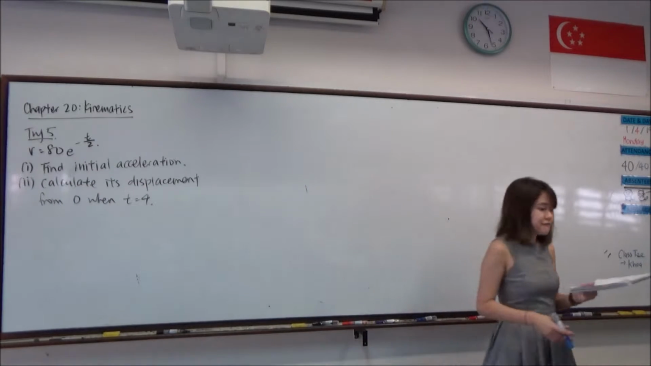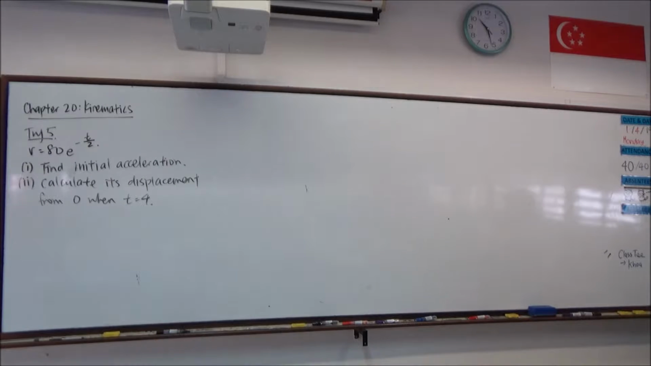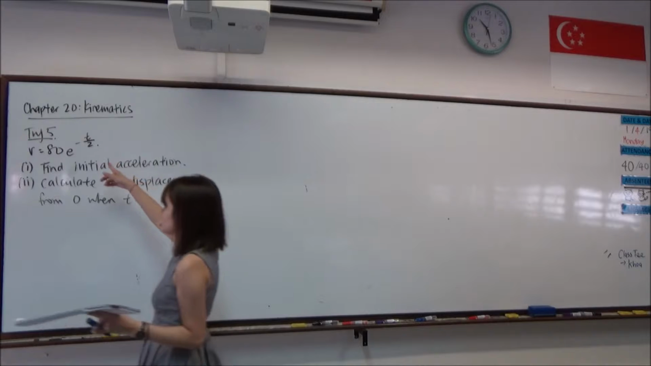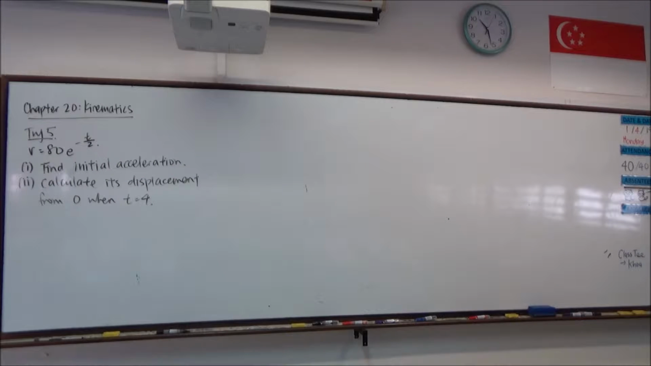Okay, let's look at try 5. Here we have a particle moving in a straight line so that at time t seconds after leaving a fixed point O, the velocity is described with this equation. Okay, part 1, we want to find out what its initial acceleration is.